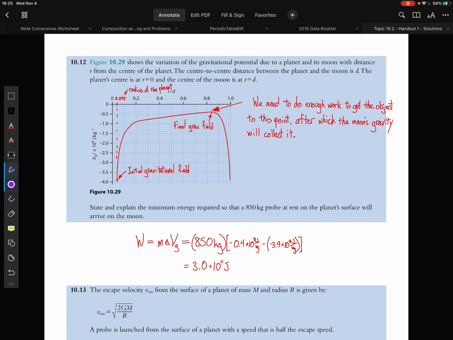Next example question, 10.12. Figure 10.29 shows the variation of the gravitational potential due to a planet and its moon with distance r from the center of the planet. So the center to center distance is given by d, and the planet's center is at r equals 0. The center of the moon then is at r equals d.